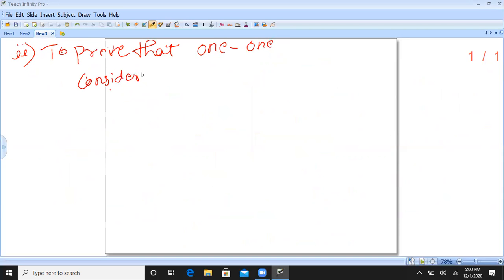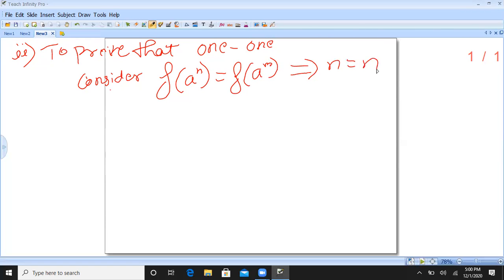Next, the first proof is the homomorphism. The second step is to prove that f is 1 to 1. To prove 1 to 1, consider f of a raised to n is equal to f of a raised to m. That is, we can write this as n is equal to m, or a raised to n is equal to a raised to m by the properties of indices, the law of indices.